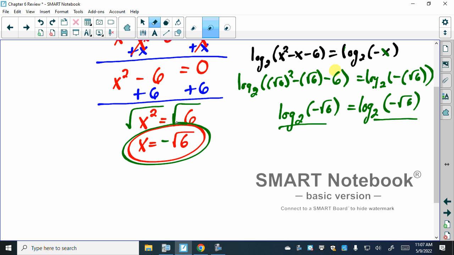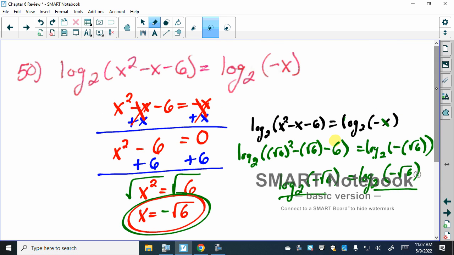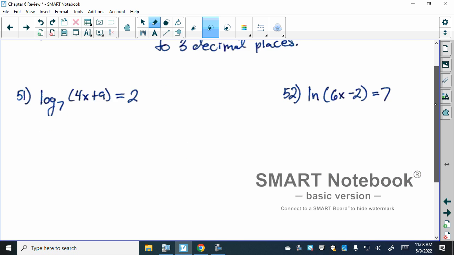Questions on these? And again, on this one, just plug x back in if you think one of them might not work and see, do we get a positive number or do we get a negative or 0? Because if we get negative or 0, it does not work. Any other questions on number 50? Questions on 51 or 52?